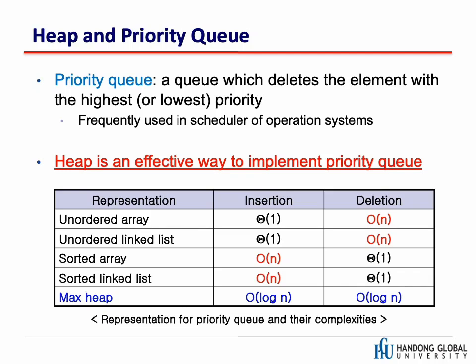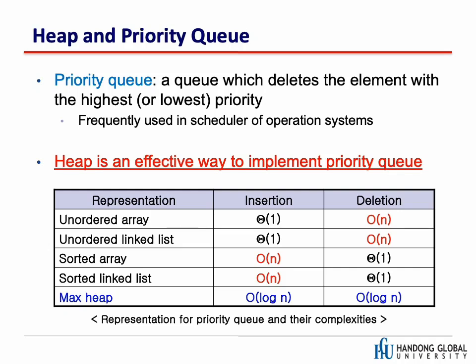What about the sorted array? For a sorted array and sorted linked list, whenever we add a new element, we need n in big O notation because we have to find out where to put it. So in the unordered list, we have to find the location to delete, but in the sorted array or sorted linked list, we have to find the place when we insert. But when we delete, we know where it is, right? The largest one is the first element, so it's just constant. And max heap is kind of a compromise between these two extreme cases.